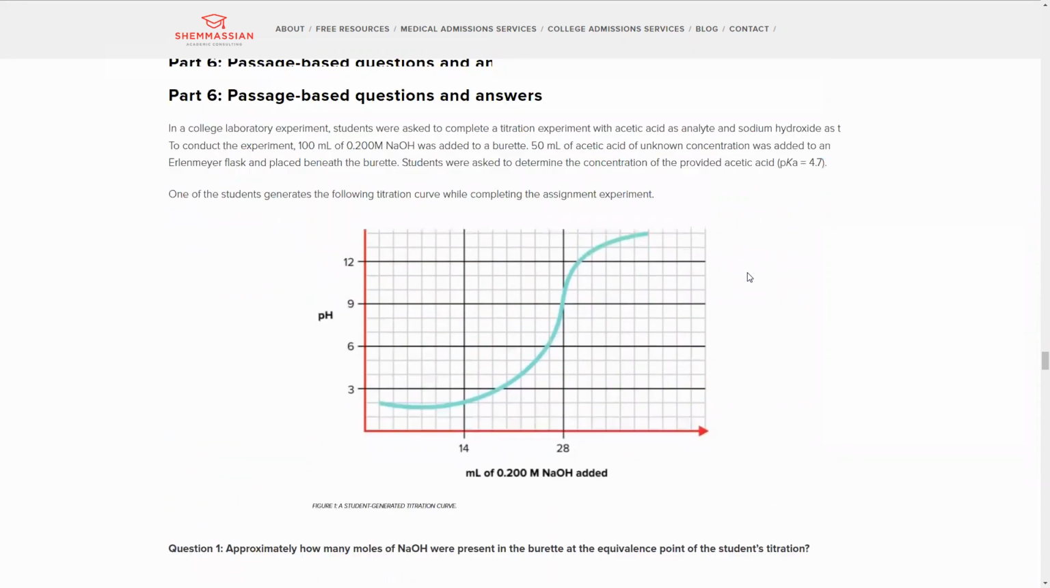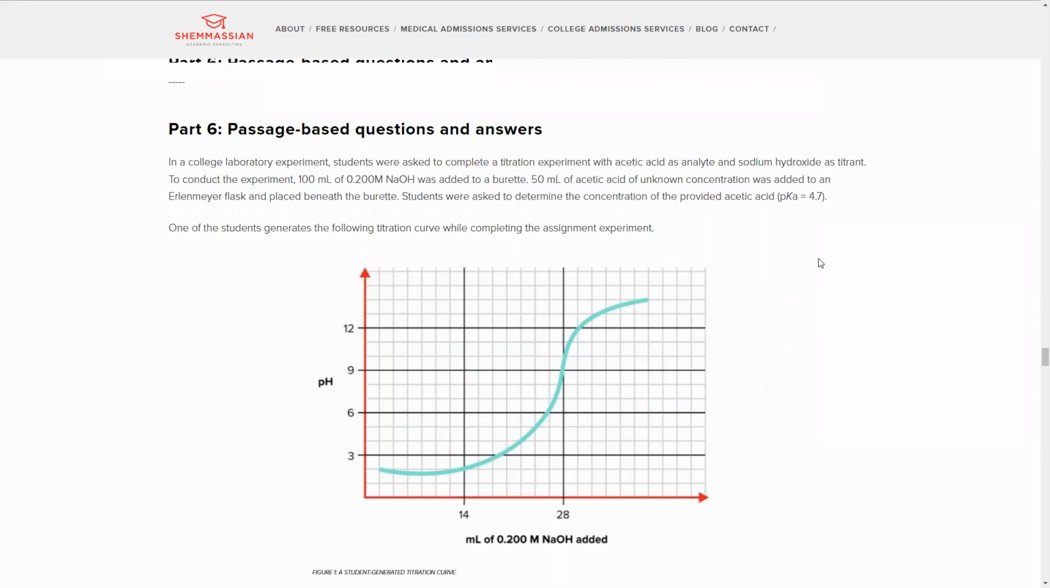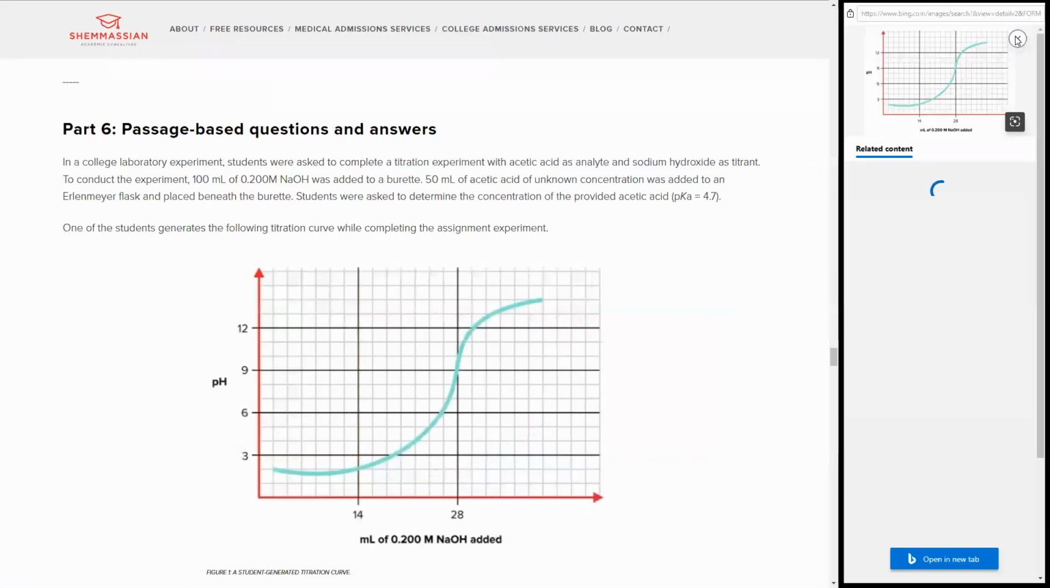So this is a titration. I used to hate titration stuff, but it's not too bad now.